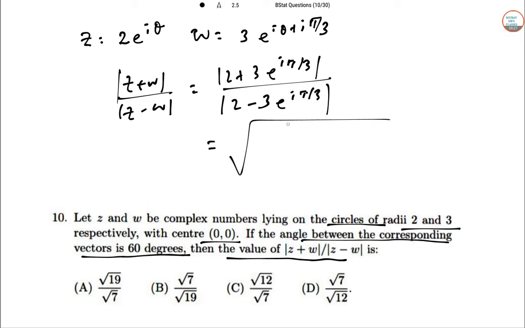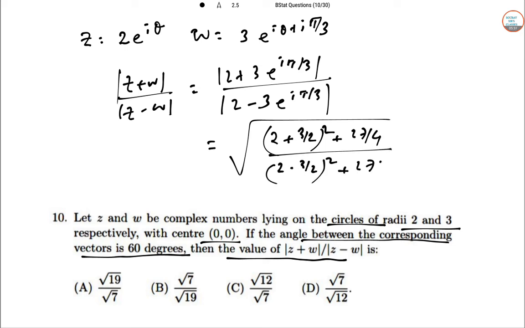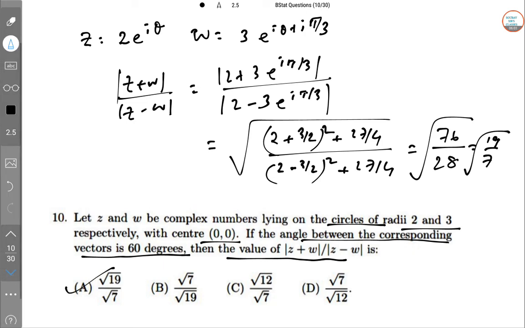Now the evaluation part is left: (3 by 2) squared plus 27 by 4, and (2 minus 3 by 2) squared plus 27 by 4. So 3 by 2 squared is 9 by 4, and 9 by 4 plus 27 by 4 gives 36 by 4 in one case; in the other the value is 1 by 4 plus 27 by 4, and so on. Taking the ratio, the square root of 19 by 7 is the answer. So this is A. Next one.